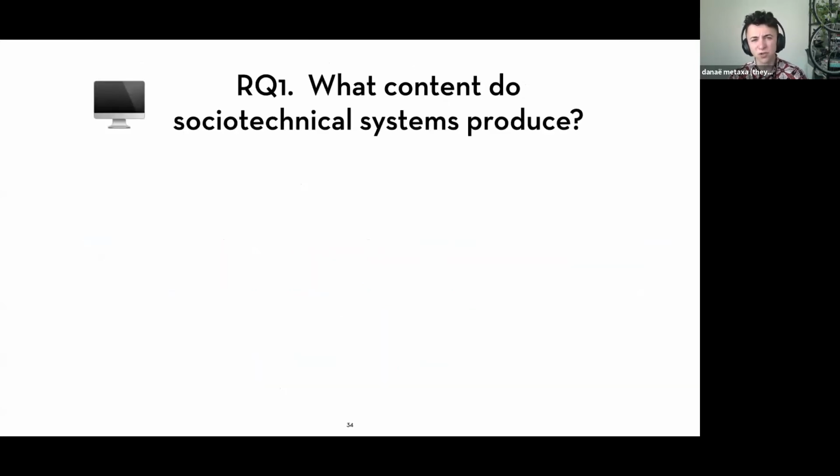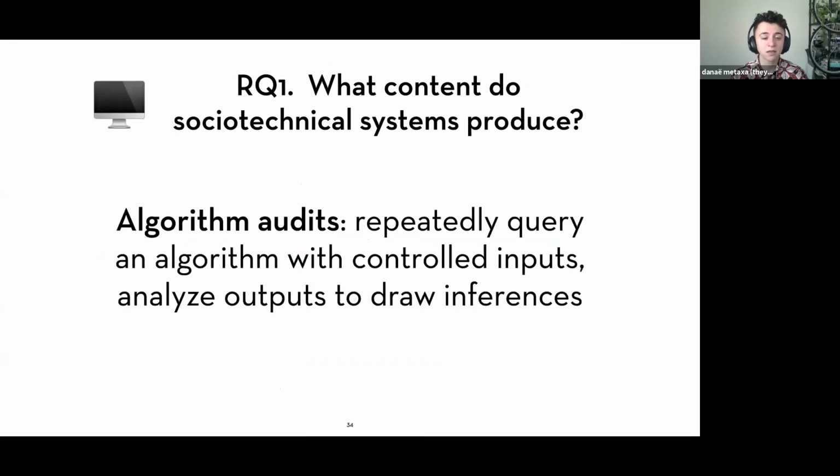This is sort of a methodological aside, but the process that I used to answer this first research question about the content that sociotechnical systems produce is called an algorithm audit. Algorithm audits are this process of providing repeated inputs and measuring outputs of an opaque system to draw inferences about its inner workings.